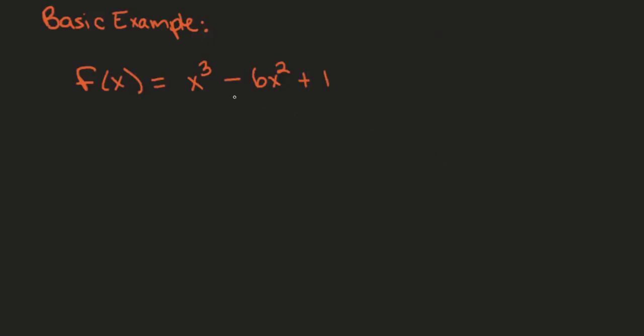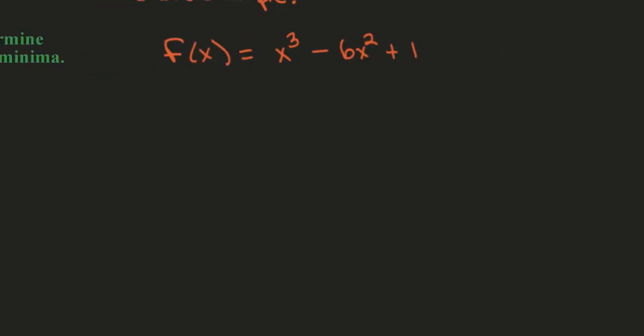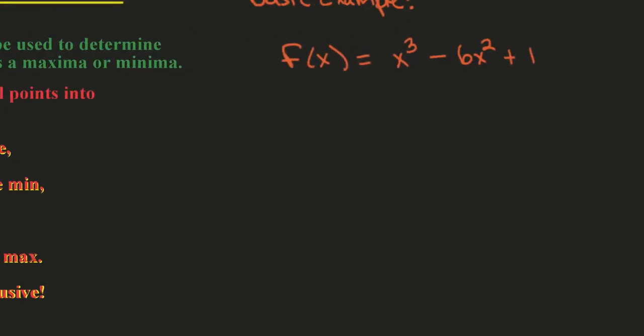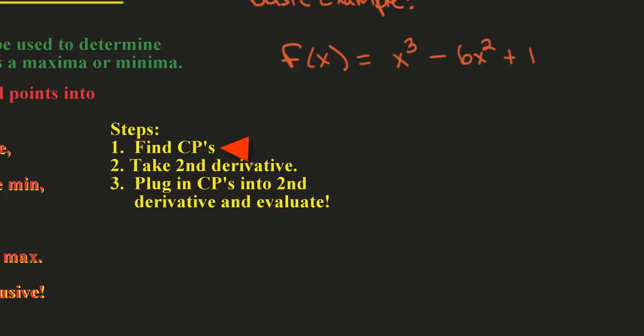Today we're going to look at a basic example of the second derivative test for relative extrema. So quick recap, the steps are as follows. We first take the first derivative in order to find our critical points. Then we take the second derivative, plug in our critical points, and evaluate.